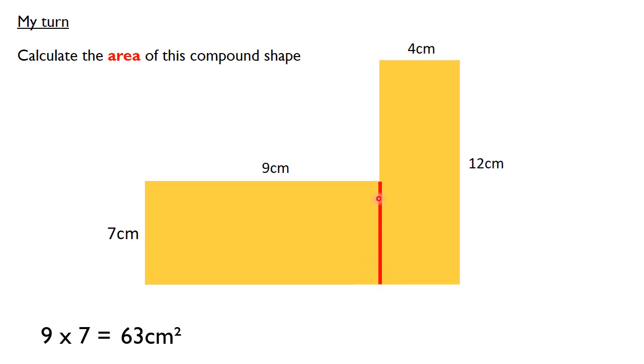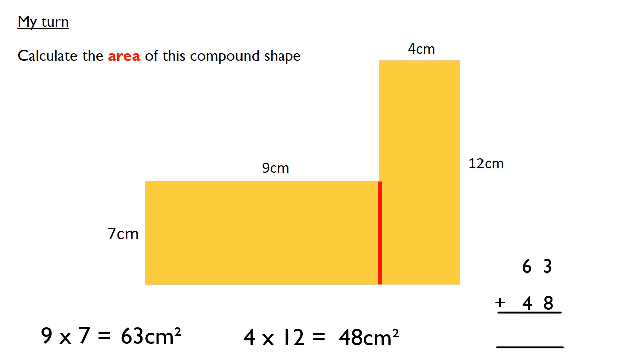Right, moving on to my second rectangle, I need to work out the area of this rectangle. So I'm going to do 4 multiplied by 12. And I know that that equals 48. So the area of this rectangle is 48 centimetres squared. Now we have the area of both rectangles, but the question was asking us the area of the whole compound shape. So I simply need to add together 63 and 48.